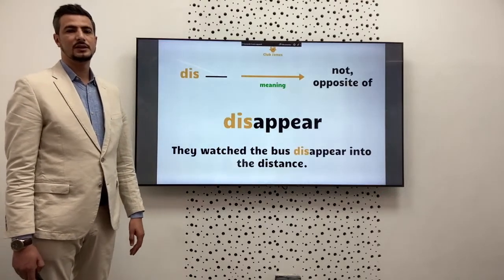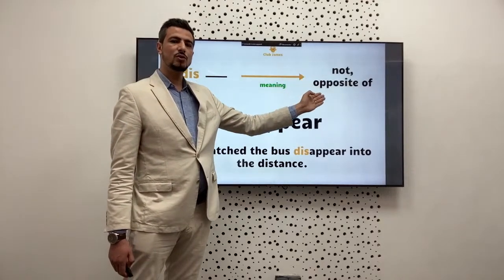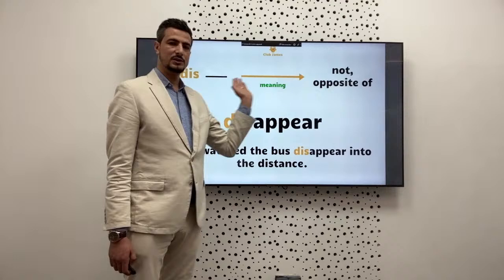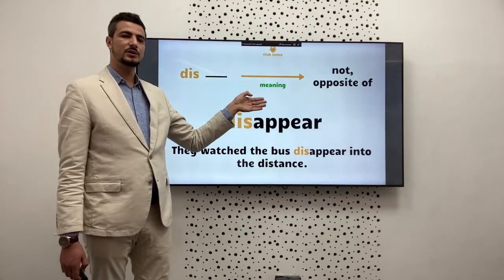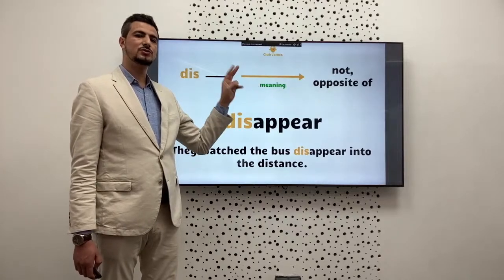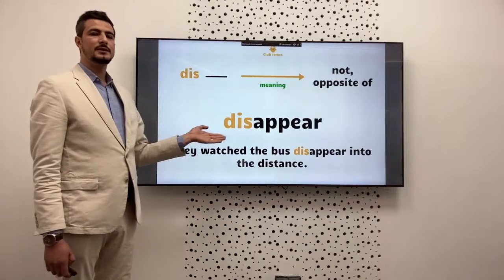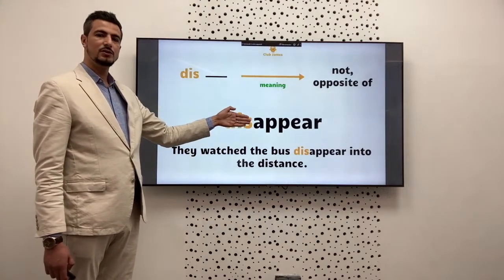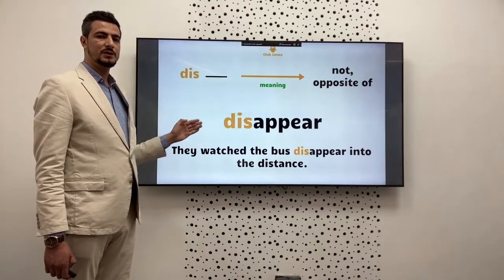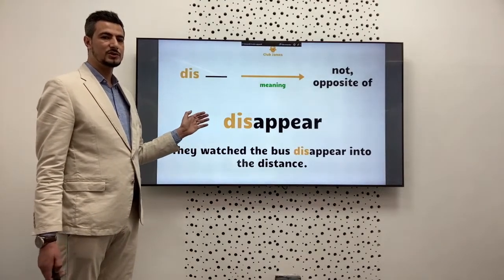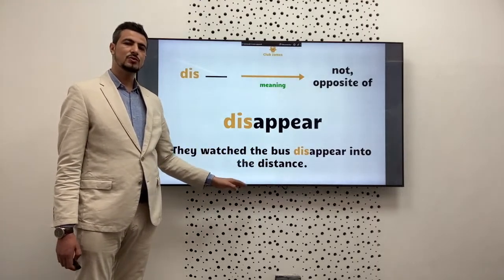Another prefix is dis. This has the meaning of not or the opposite. So when dis is added to a word, it changes the meaning into the opposite or not. As in the example, disappear. As you can see, the word is appear. Disappear means not appear, or the opposite of appearing. They watched the bus disappear into the distance.